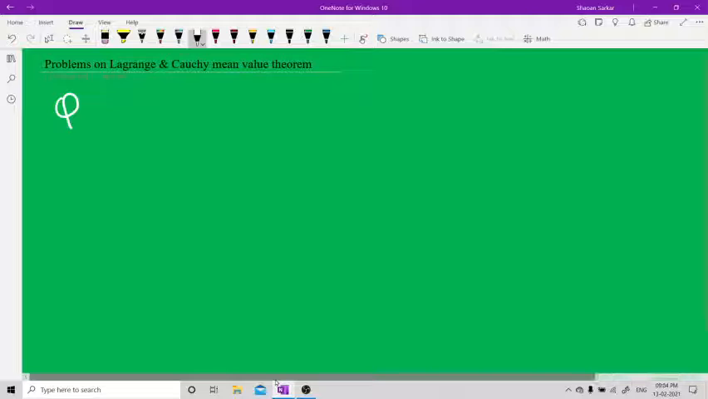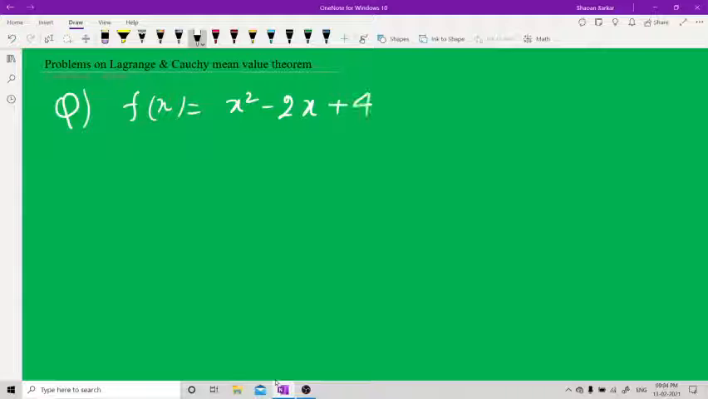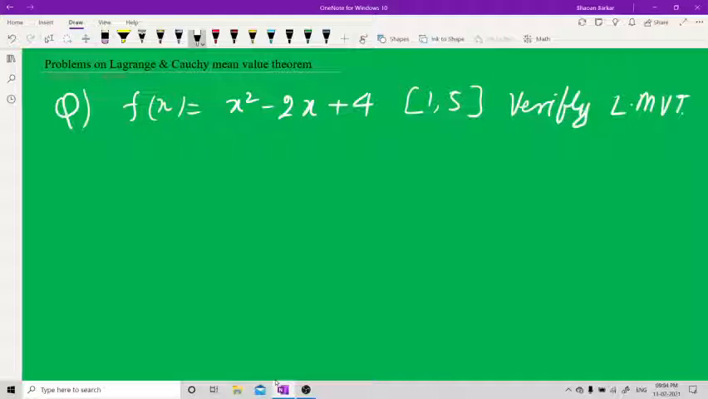Let's do problems on the Lagrange mean value theorem. Question: f(x) = x² − 2x + 4 in the interval [1, 5]. We have to verify the Lagrange mean value theorem, LMVT.